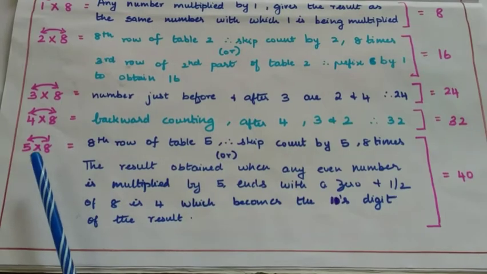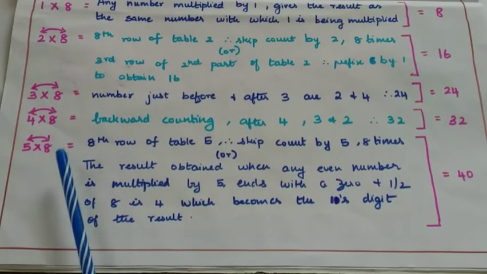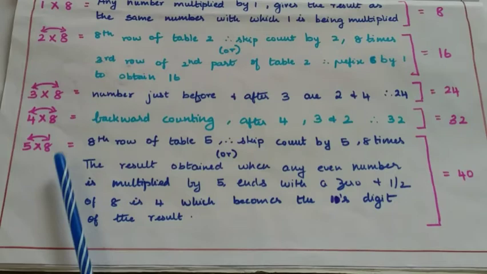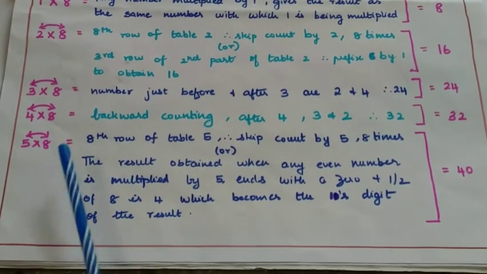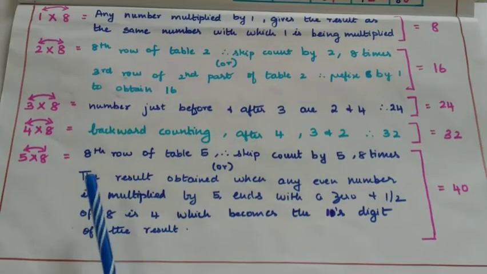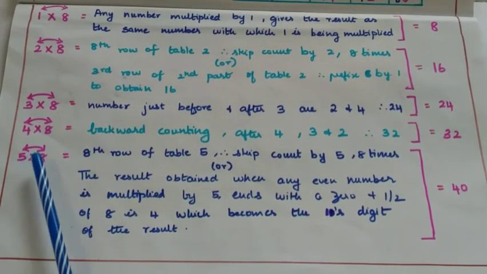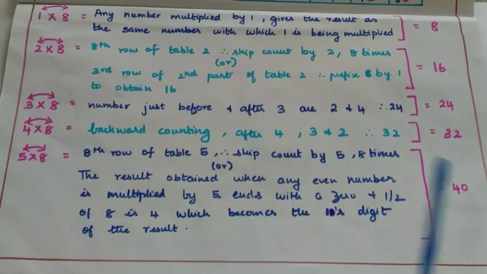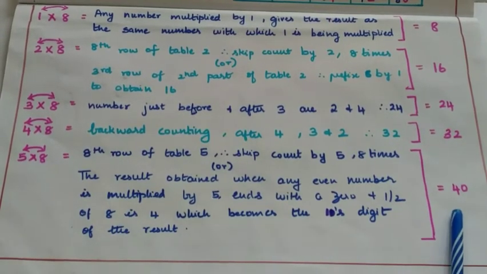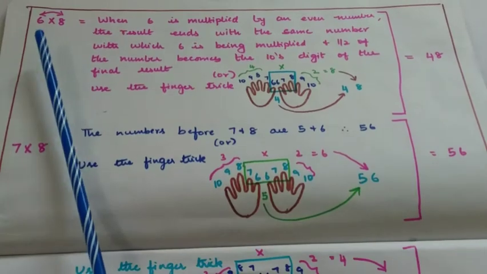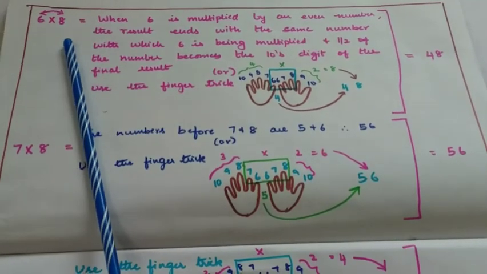Let's move to the next row where 5 is being multiplied by 8. Having learned the table 5 already, this is the 8th row of table 5, therefore you need to just skip count to obtain the result 40, or you can use the other shortcut, which is nothing but when any even number is multiplied by 5, the result ends with 0 and half of the number becomes the tens digit of the result. Now let's see this row where 6 is being multiplied by 8.